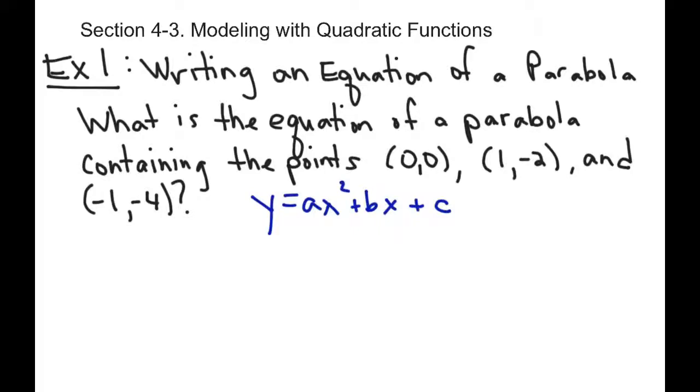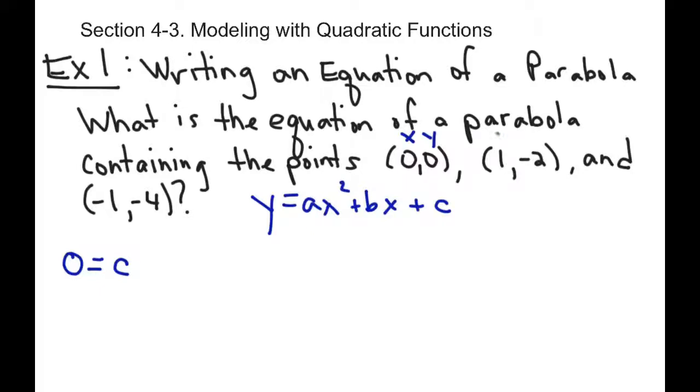The system we're going to be left with is unlike one that you've seen before, but it is very similar to systems you solved in Algebra 1. So we're going to show you how to do it here. I'm going to start by using the ordered pair 0, 0, and I plug 0 in for x, 0 in for y. When I do that, I get 0 is equal to a times 0 squared is 0, plus b times 0 is 0, plus c. So I end up getting 0 equals c.